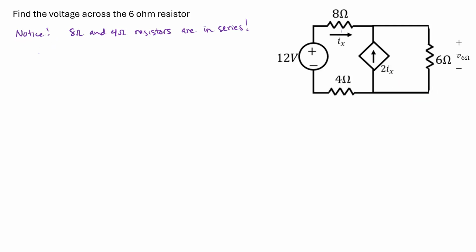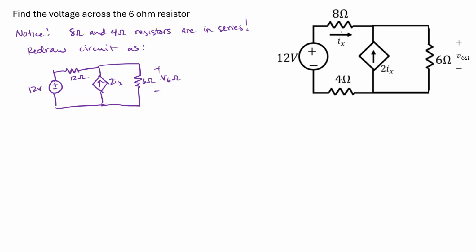And so in this case, we can redraw the circuit as the one below. So notice, because the 8 ohm and 4 ohm resistors were in series, we could combine them into a single 12 ohm resistor. And in this case, we still have our dependent source's current Ix flowing through there. So now that we have our simplified circuit, we can go ahead and do some node analysis.